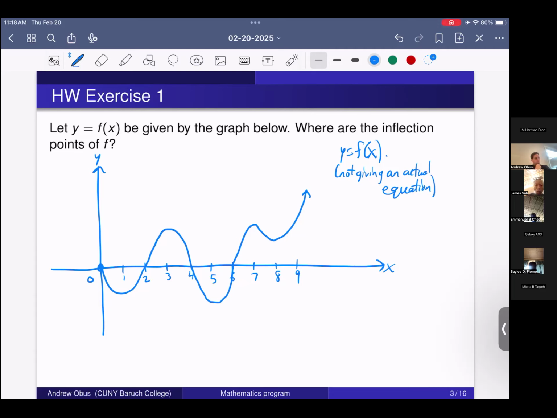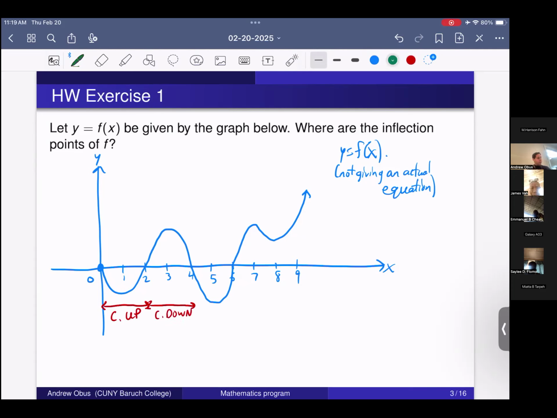Okay, well, I'll start us off, right? So it looks like over here, as we follow the graph along, this part is concave up, right? It's kind of holding water here. Maybe I'll color code this, right? This over here, it looks like it's basically concave up. And then this part over here looks like it's spilling water. So between 2 and 4, this looks like it's concave down.